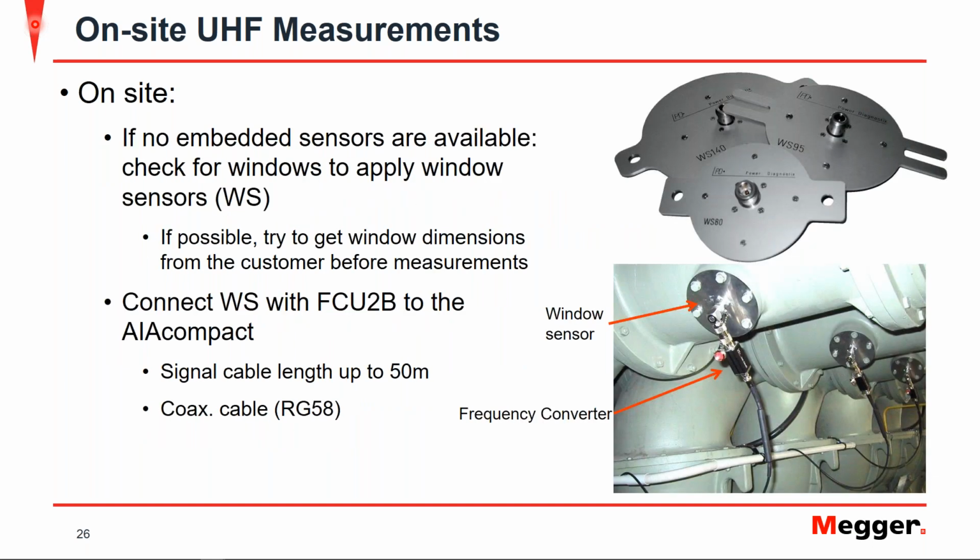Now, if you don't have embedded sensors, you can check for window sensors, given the fact that the diameter is greater than 60 millimeters. Again, you want to ask this before going out on site, so that you're prepared with the appropriately sized window sensors and hardware to attach it. With the window sensors, you don't need the input protection unit. You just apply your window sensor to the observation window. You have your frequency converter unit, and again, your RG58 up to 50 meters long going out to your measurement instrument.